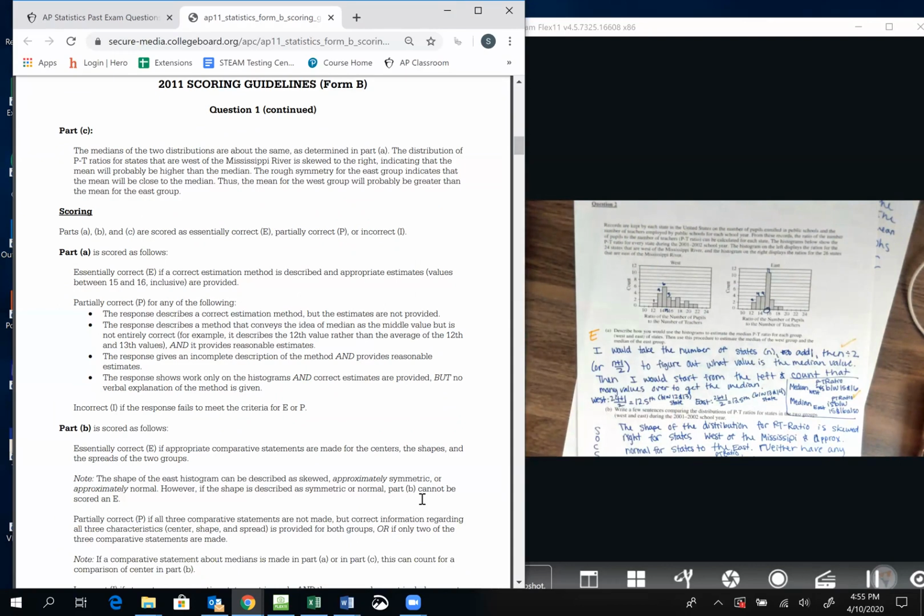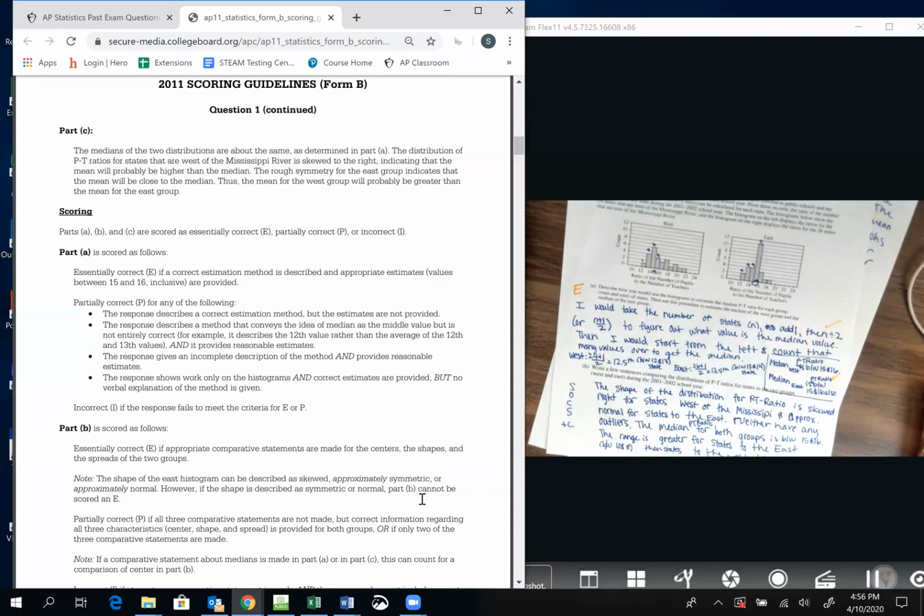Partially correct if the response describes the correct estimation method, but the estimates are not provided. The response provides a method that conveys the idea of the median as the middle value, but is not entirely correct. For example, if you describe it as the 12th value rather than the average of the 12th and the 13th value, and it provides reasonable estimates. Partially correct if the response gives an incomplete description of the method and provides reasonable estimates. Or the response shows the work only on the histogram and correct estimates are provided, but no verbal explanation or written in words explanation of the method is given. Incorrect if you didn't meet those criteria.